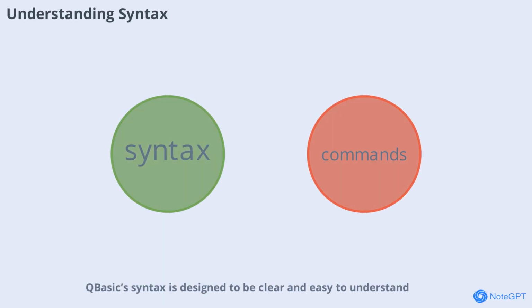QBasic syntax is designed to be clear and easy to understand. Commands are written in plain English, and each line of code typically performs a single action. For example, the print command displays text, while input lets users enter data. Understanding the basic syntax is crucial for writing effective programs. QBasic ignores spaces and is not case-sensitive, which means you don't have to worry about capitalization. This simplicity allows you to focus on learning programming logic without getting bogged down by complex rules.